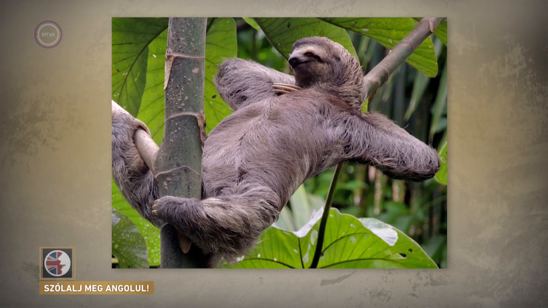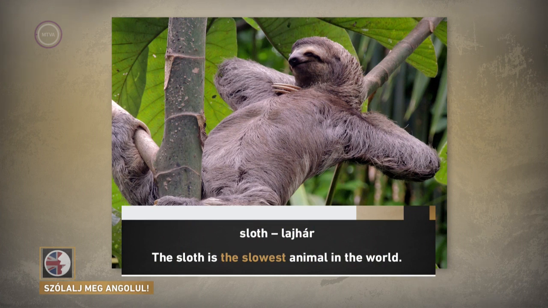Well, this is a sloth. Now, the sloth is the slowest animal in the world. The sloth moves at a speed of 0.24 kilometers an hour. That's really slow. Okay. We've seen the fastest, the slowest, the biggest, and now here's the smallest.